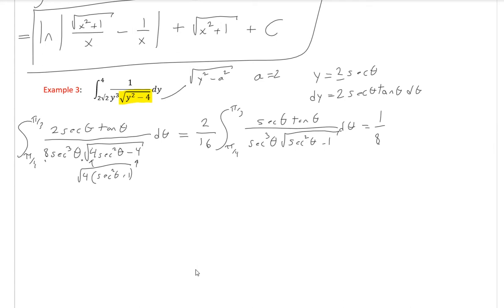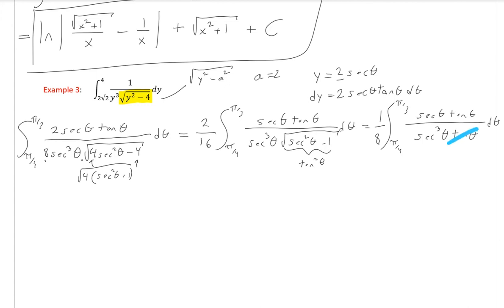So now 1/8, pi fourths, pi thirds. I have secant tangent on top. Going to keep all things together until I simplify everything. Secant squared theta minus 1 gives me tangent squared theta. And then when I do the square root, I just get tangent. So secant cubed theta, tangent theta, d theta.